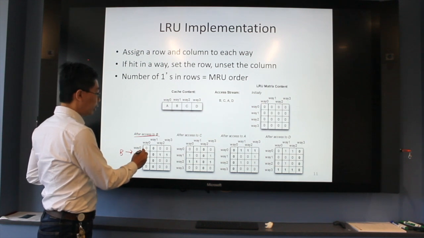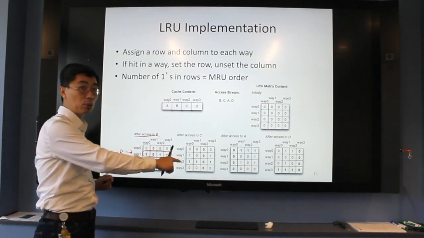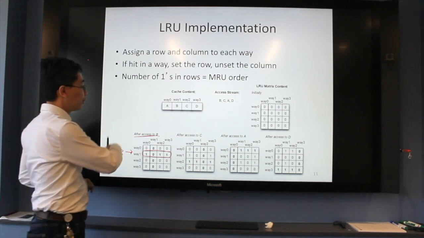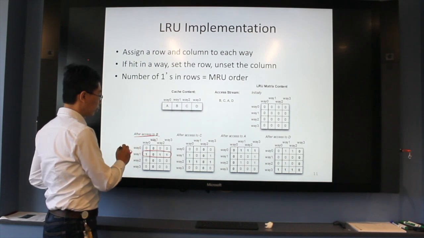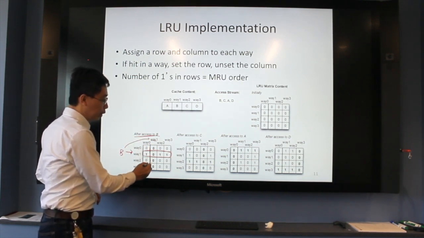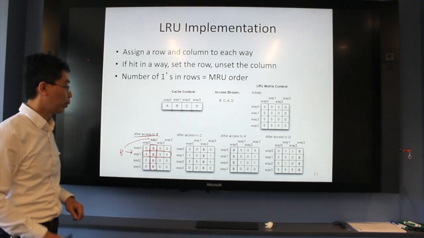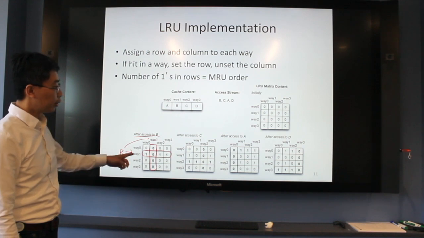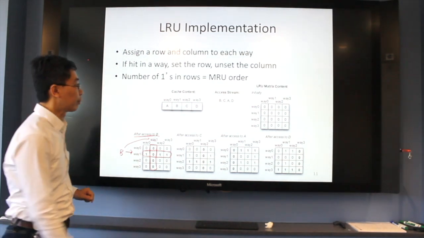And then initialize this to 1. So this is all set to 1. And then we find the column where B is, which is way 1 right here. And then we zero out or reset the column corresponding to way 1. Okay? So that's how we maintain the metadata for LRU.